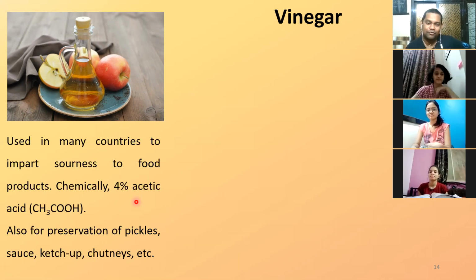If I want to prepare 4% acetic acid in the laboratory, what should I be doing? I should take pure acetic acid, which is called 100%, and add water. Correct. 4% indicates the dilution level.